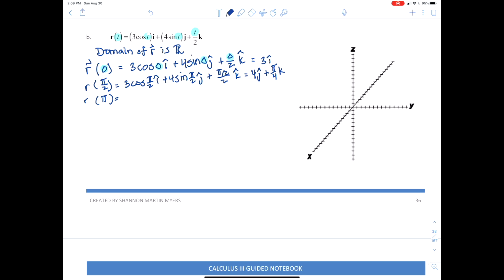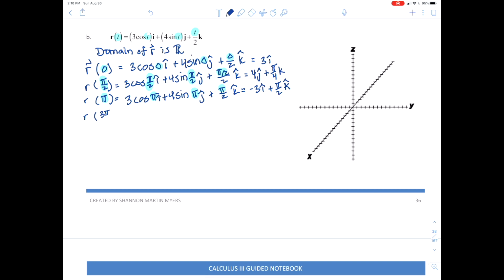All right, and then how about r at pi? That'll be, and here's where we plugged in. So now we'll get negative 3i, and then the sine function zeroes out, and then plus pi over 2 times k. And continuing, we'll want to get sort of a feel for what's going on.